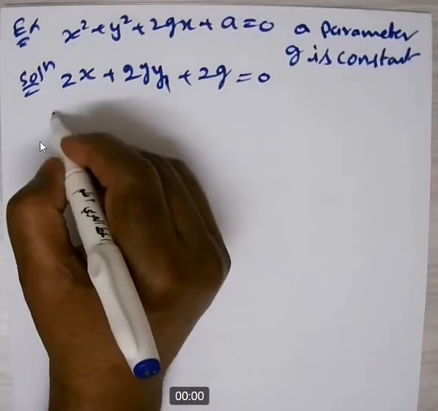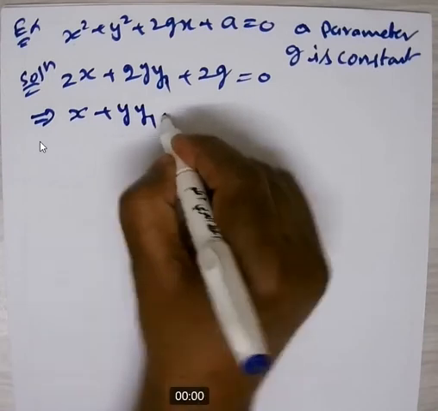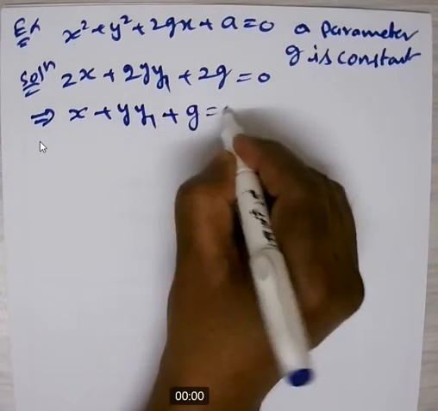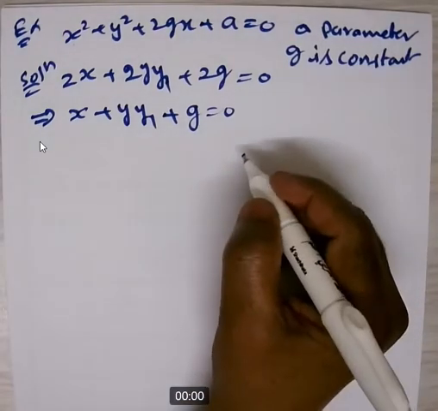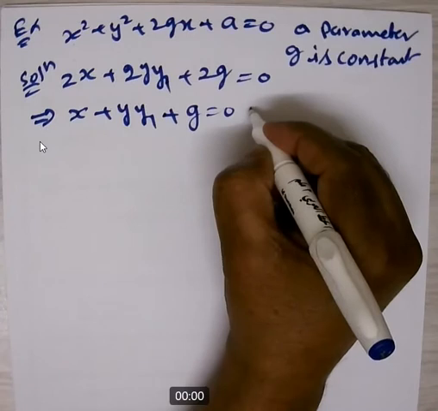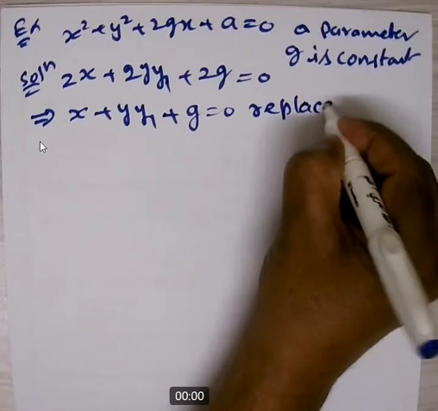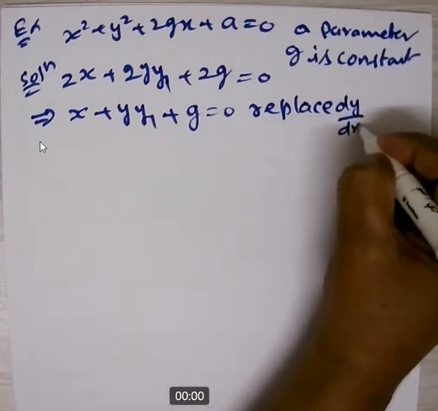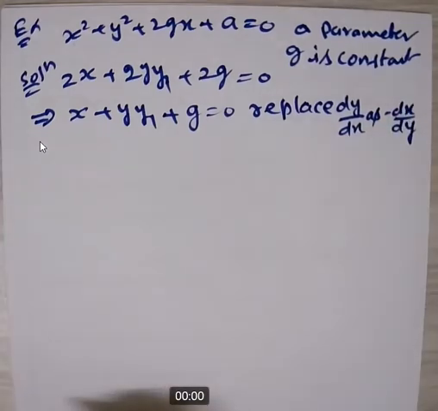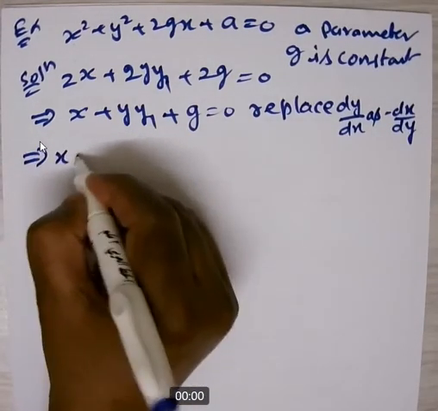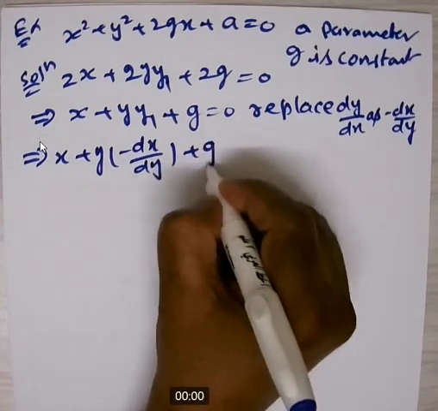So we can simplify it as x plus y y1 plus g equal to 0. Now there is no parameter, meaning the derivative process is finished. This is the formation of the differential equation. What you have to do now is replace dy/dx with minus dx/dy. Now we get x plus y times minus dx/dy plus g equal to 0.